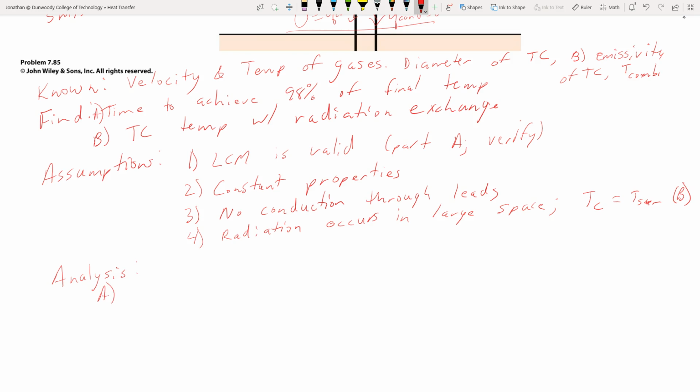So for part A, sorry, we need properties. Jumping ahead again. Wow, I'm just one step ahead of myself this morning. Looking ahead, the TC properties are given. So we had a density of 8920 kilograms per meter cubed. Our volume's going to be pretty small, so our mass would be pretty small. We have C of 385 joules per kilogram Kelvin. And our emissivity is going to be 0.5. That's for part B.